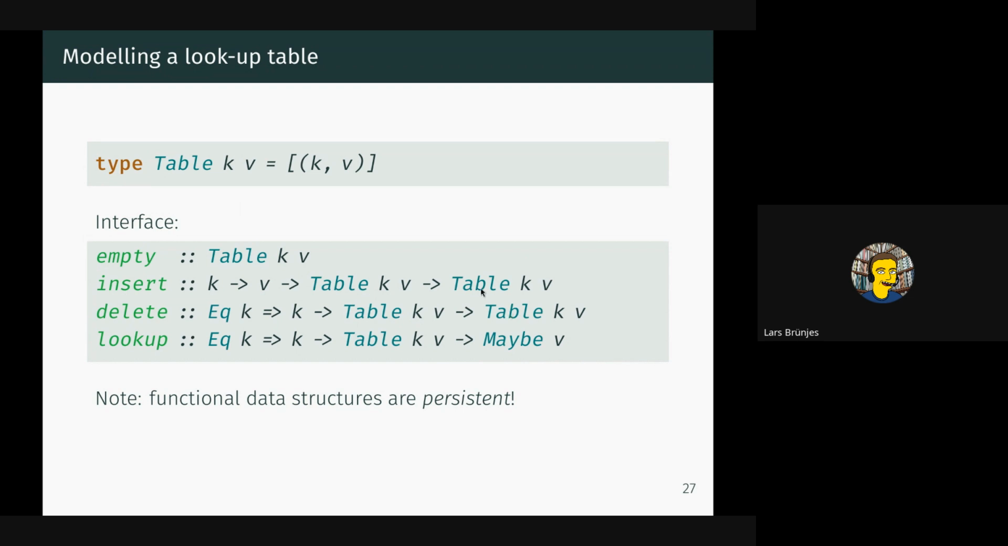And this, in imperative languages, in languages you are maybe used to, the signatures would be different because normally they would modify, mutate the table. So for example, insert would just get a key and a value and a table and not return anything. And it would modify the existing table. Same for delete. It would just modify the table.